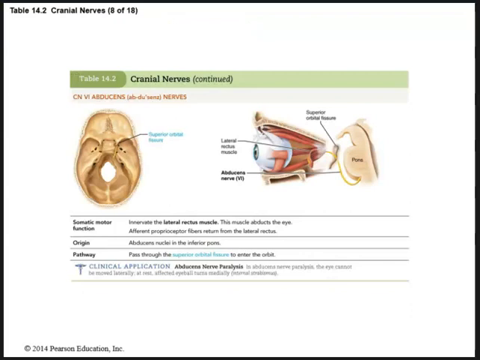So here is the table for the abducens nerve. Again, it has motor functions, innervating the lateral rectus muscle, and helps with abduction of the eye.